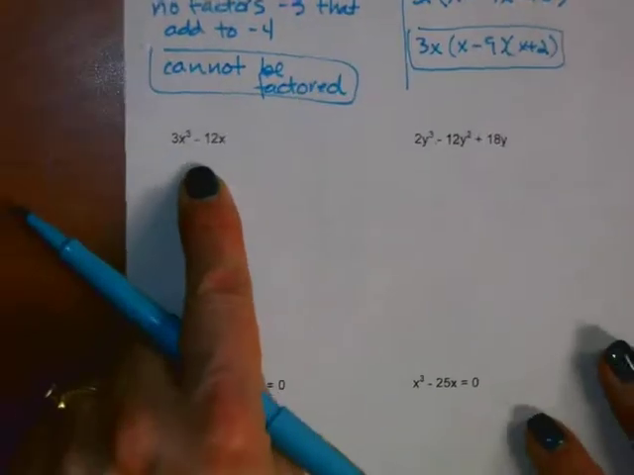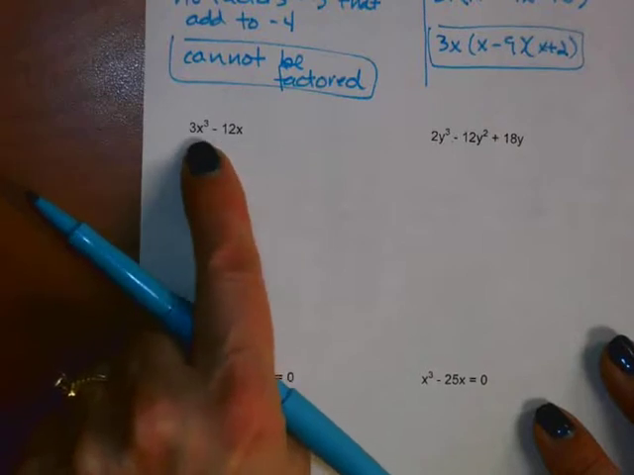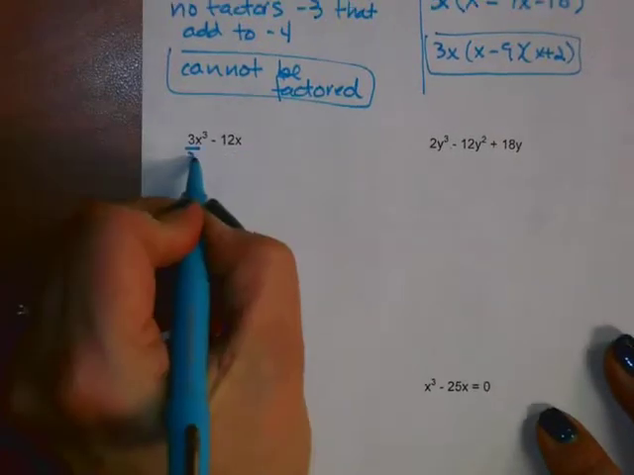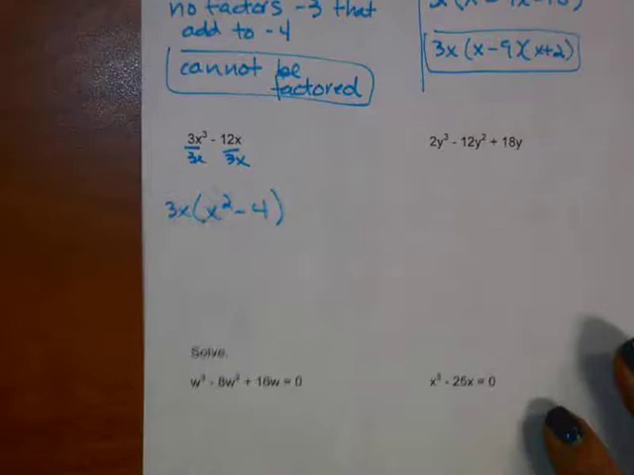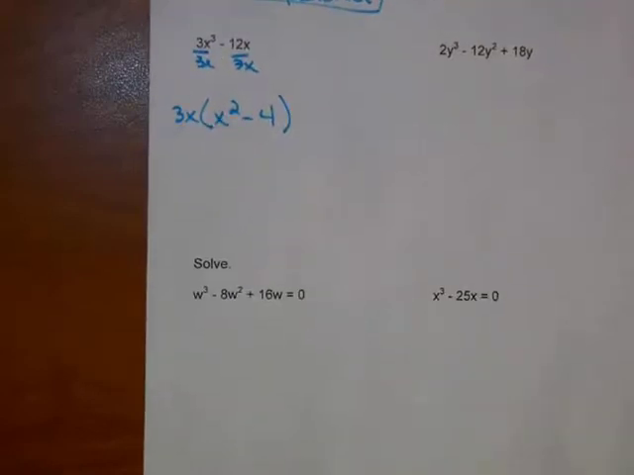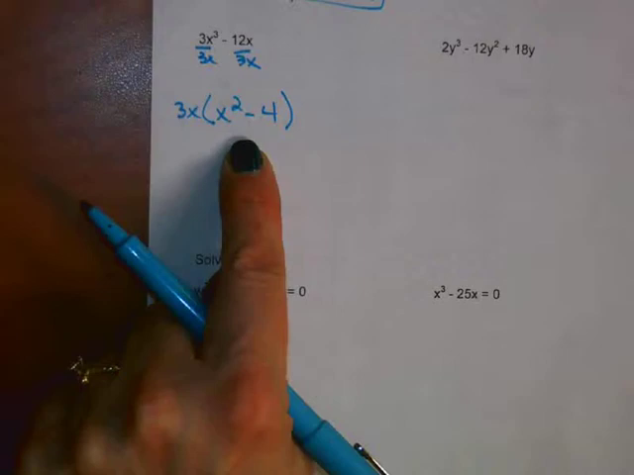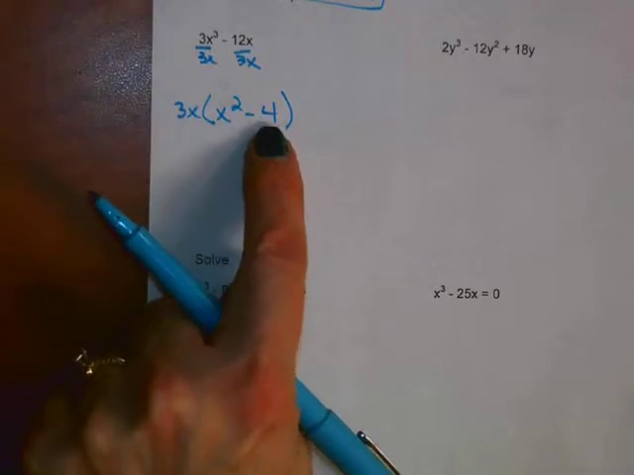Let's do this one. What can I take out of both of those? 3x. And I have x squared minus 4. Are we done? Is that factored completely? No. What can I do to this? Raymond? This can go further, can it? How do I know that? What is 4? Chuck?